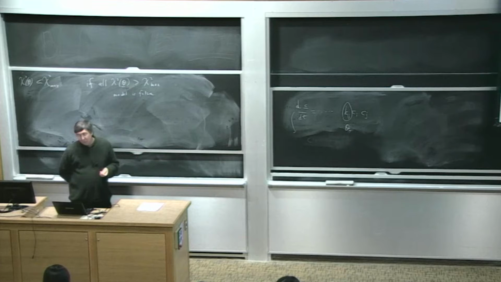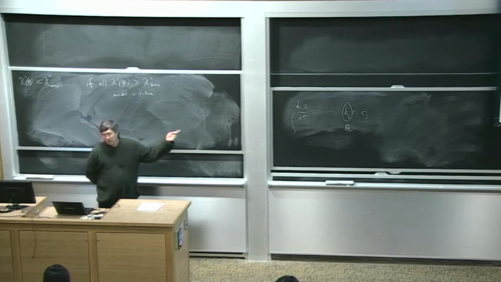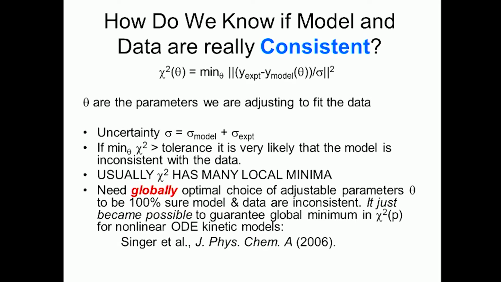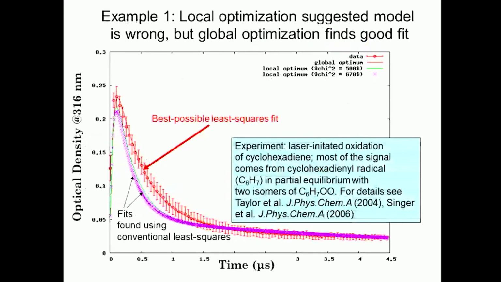So if you want to see the application of this to kinetic models, there's a paper by me and Professor Barton, and the lead author is one of his former students, Adam Singer, in JPhys Chem, and it just shows how you can use global optimization to guarantee you have the very best possible values of parameters. And then they'll show you what happens.